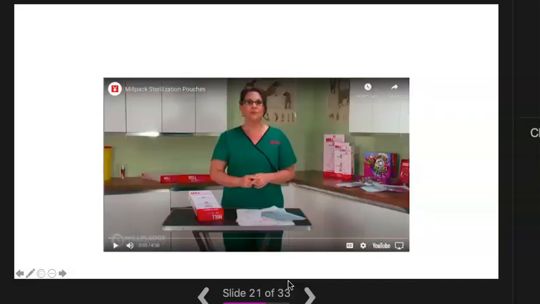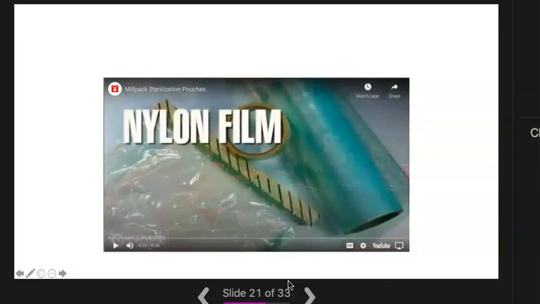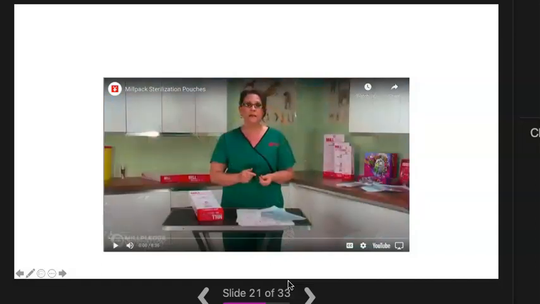Let me introduce you to the Millpack Self Seal Sterilisation Pouch, designed and manufactured by Millpledge Veterinary. There are currently several ways to package items that need to be sterilised. You can have nylon film. This is available in a roll and in a variety of widths and can be cut to length. However, due to having two cut ends, both ends must be taped closed.